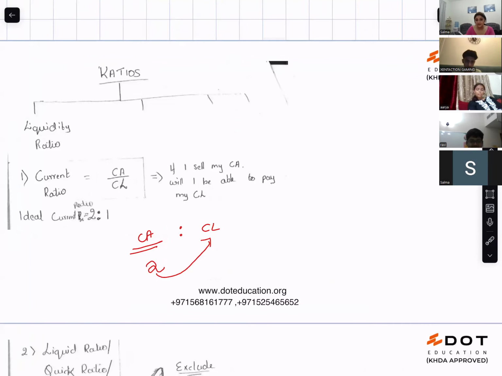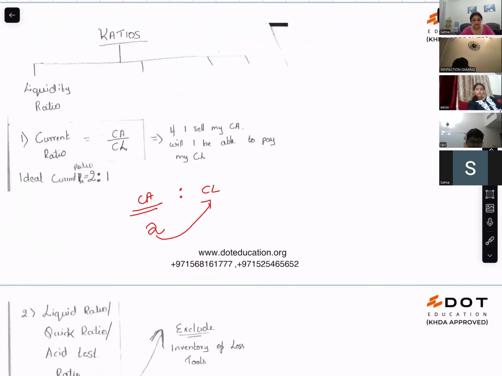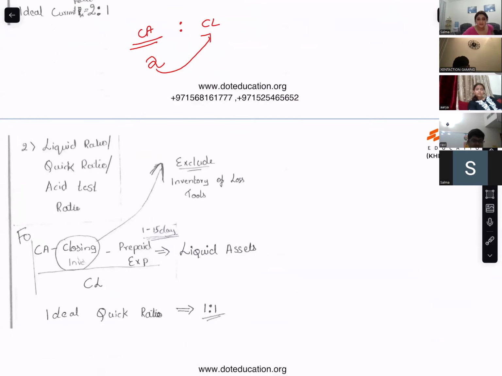Do you know the other liquidity ratio? Quick ratio. Can you give me the other name for quick ratio? Acid test ratio. What else? Quick ratio, liquid ratio, acid test ratio. Are you with me? Yes, miss. Okay, fine. Quick ratio, liquid ratio, acid test ratio.